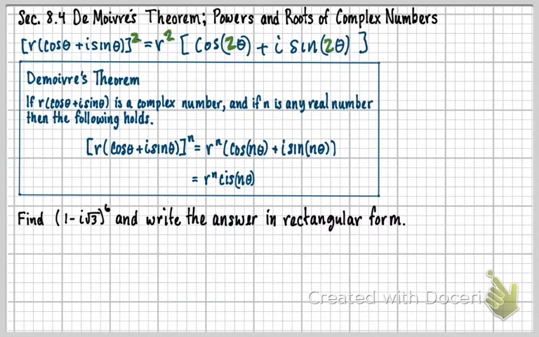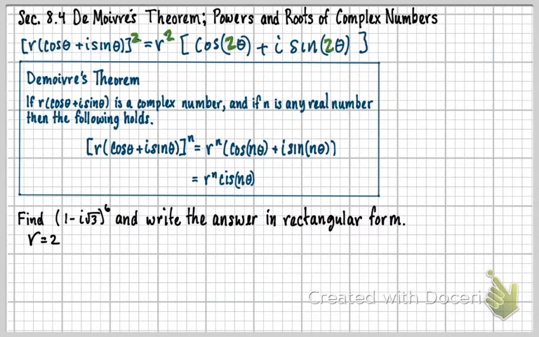So there's an easier way to do this. If we can turn this into r cosine theta plus i sine theta, then we can use this theorem. So that's what we're going to do. The first thing I'm going to look at is finding the r here. So that's going to be 1 squared plus negative square root of 3 squared equals r squared. And then when I do this, I'm going to get 1 plus 3 equals r squared. And then r squared equals 4, and then r equals 2. So I get r equals 2 this way.